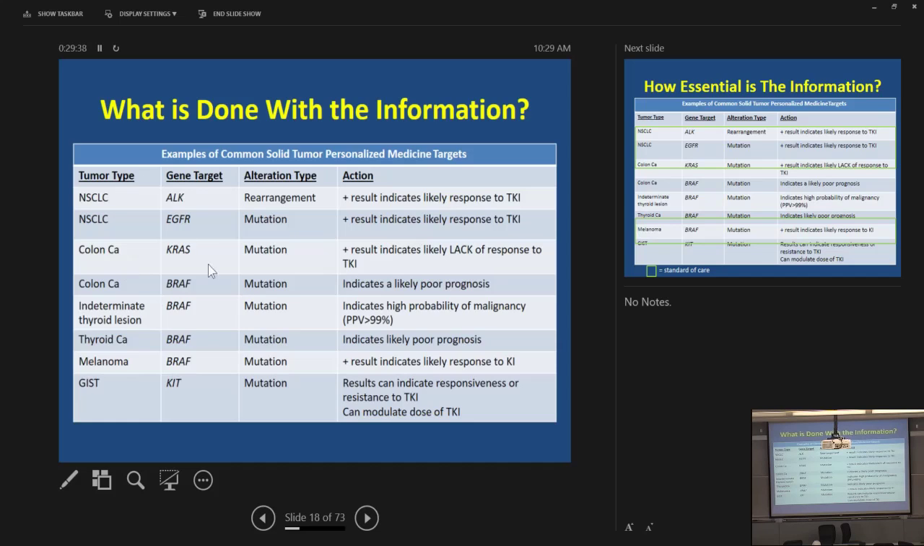So colon cancer, KRAS and BRAF, right? So KRAS is predictive of treatment, and BRAF is predictive of prognosis. Here's our BRAF in our thyroid cancers right here. If you have a BRAF mutation in this type of cancer, it's a high probability of malignancy. It also can be linked to poor prognosis. Melanoma, it's predictive. And then, like I said, in GIST, it can be predictive of response or resistance to your TKI, and so that can tell us how to modulate the dose.